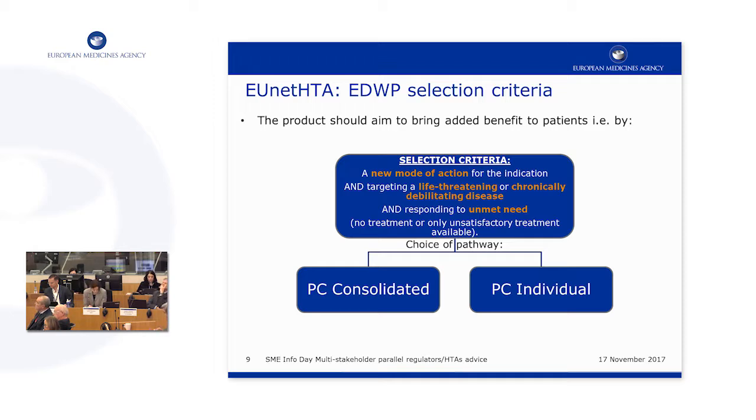The selection criteria are a new mode of action for the indication, targeting a life-threatening or chronically debilitating condition, and responding to unmet need. They're also very keen that the studies haven't started, and I would say that they are more strict than the EMA is in terms of accepting procedures where the studies may have started or the program may be very advanced. But it is possible also to apply to parallel consultation for post-licensing evidence generation. And indeed, there's a whole work package in Joint Action 3, as I mentioned, for EUnetHTA, not just for early dialogues, but also for post-licensing.